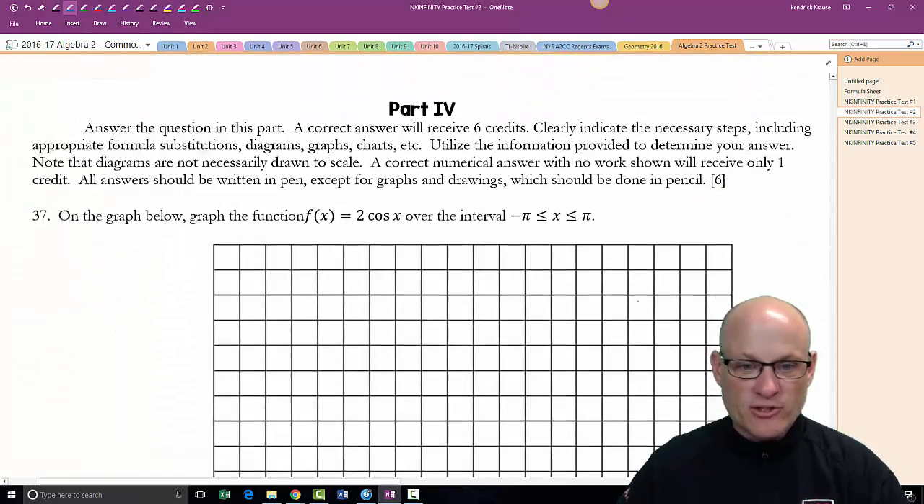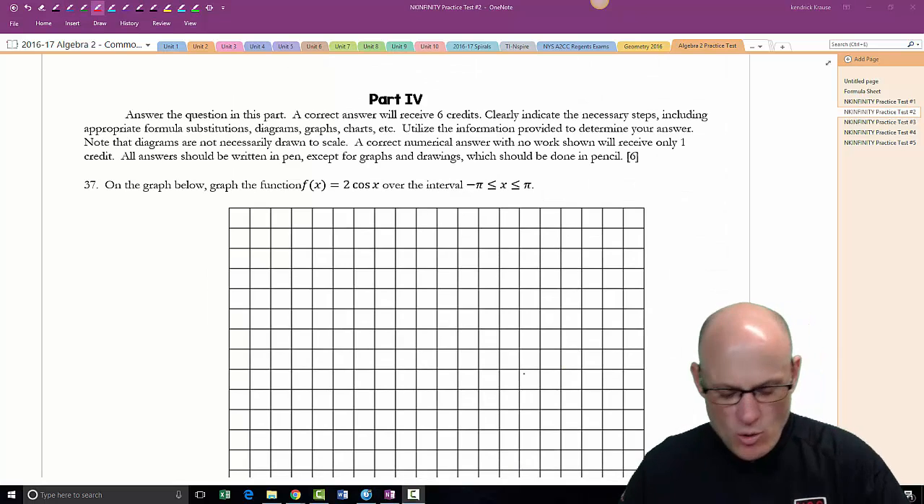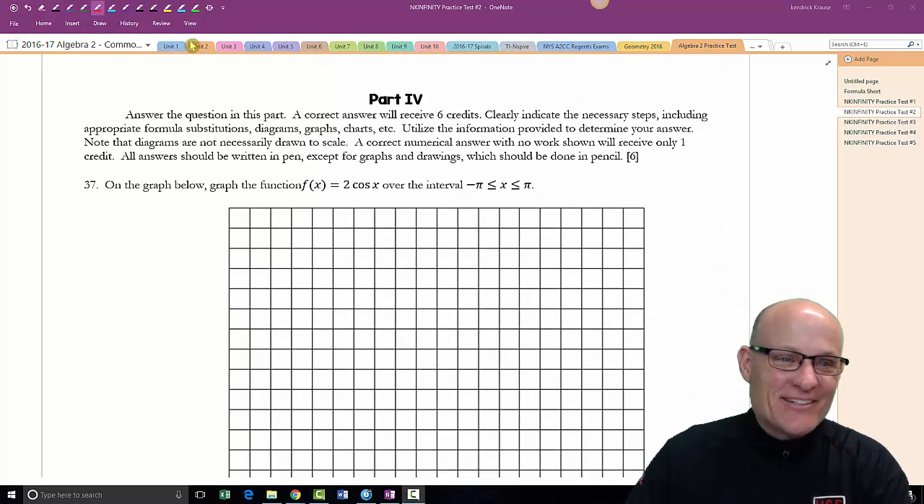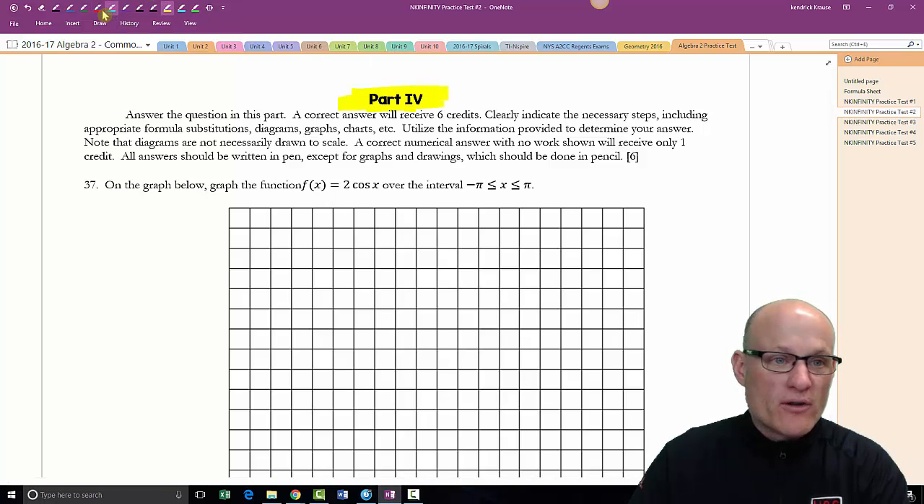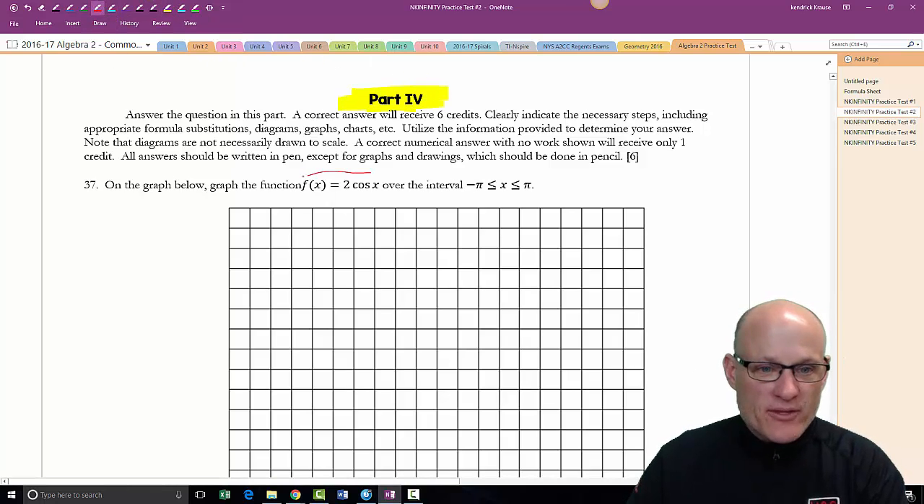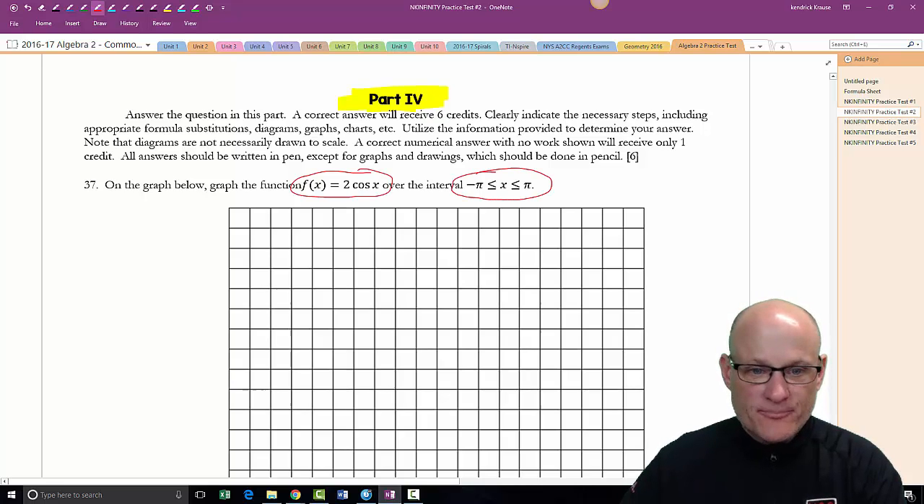That's just whether or not it's increasing or decreasing. Okay, finally we made it to the last problem. Part 4, the last problem. So we have to graph this function, but we have to be careful. We want to do it over this interval.